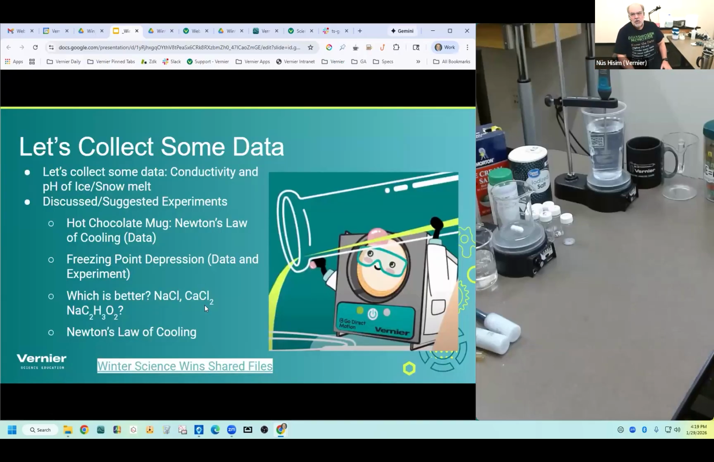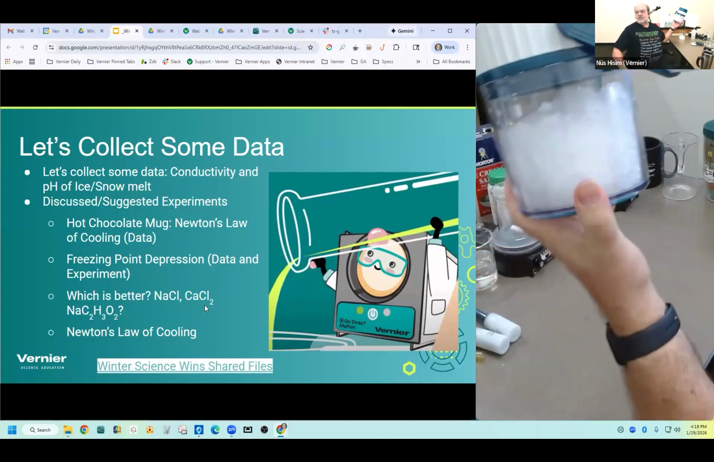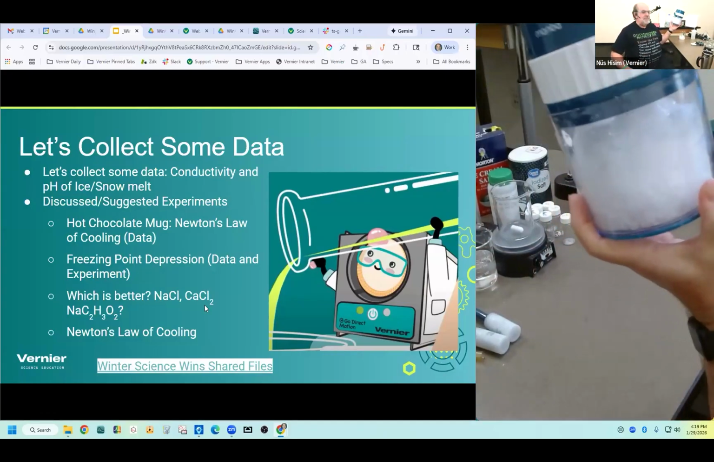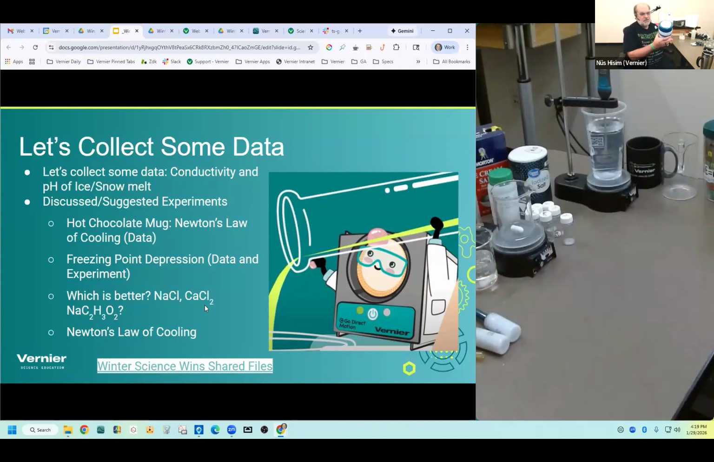So that's what I'm going to do. I'm going to measure conductivity and pH of some, well, fake snow. Okay. Now, actually, I melted it, so there's also some melted solutions there.